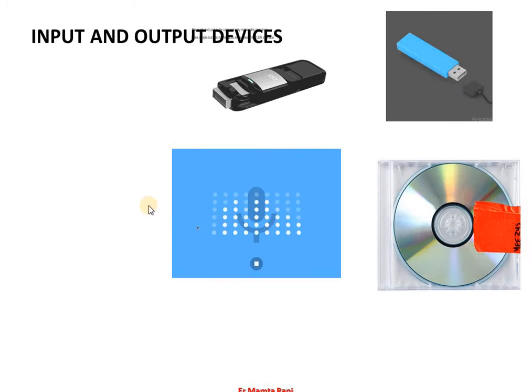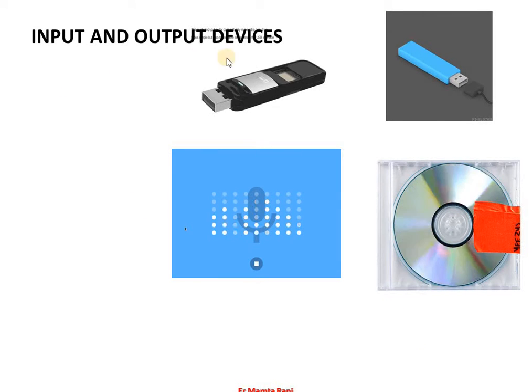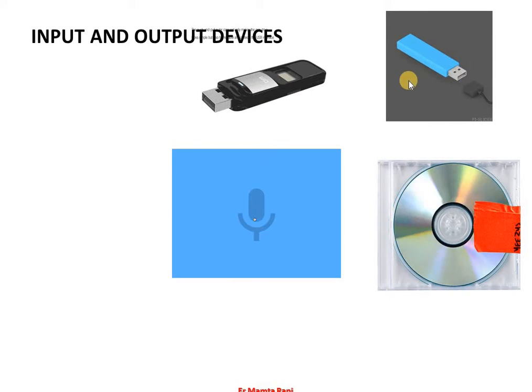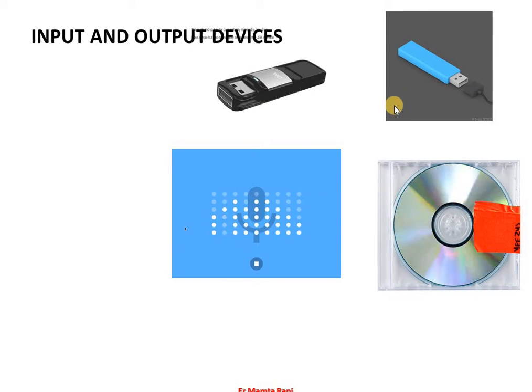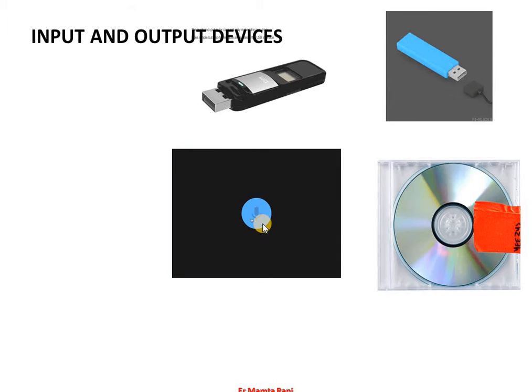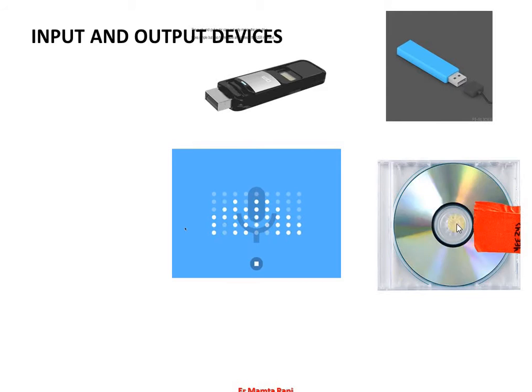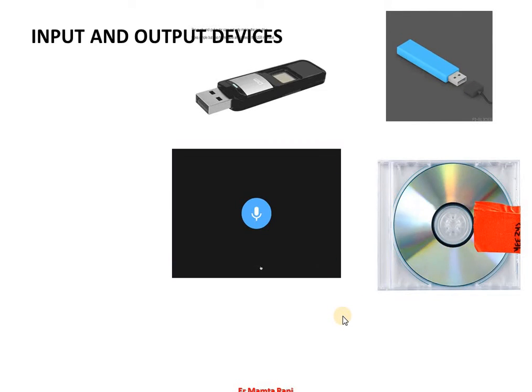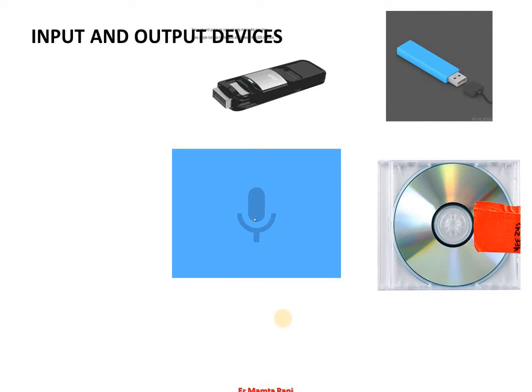These are some input devices and output devices examples you can see here. This is USB, also known as flash drive. This is microphone, voice recognition, and this is your CD and DVD. These are the examples. So keep in mind for this.